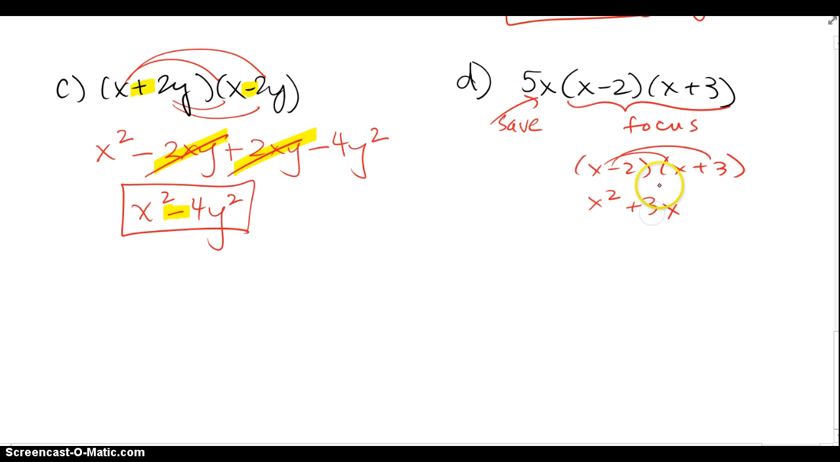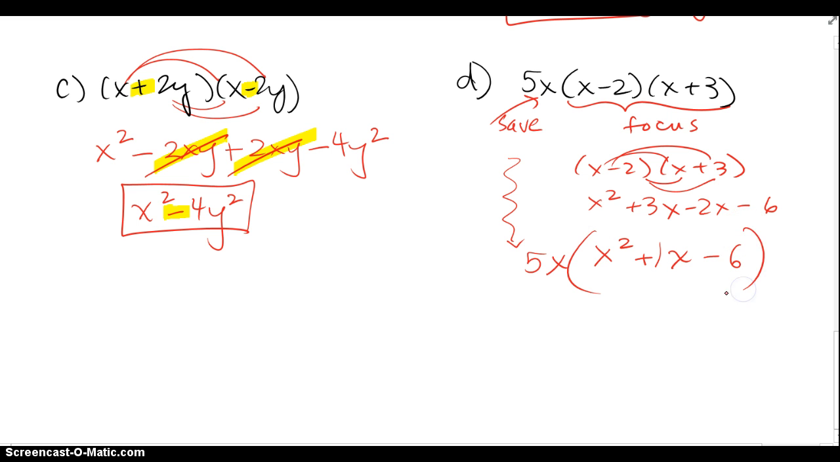I get x squared plus 3x, more distribution, minus 2x minus 6. Combine like terms, that's x squared plus 1x minus 6. So these two binomials gave me this trinomial. Remember this guy I had saved, I have to bring it down now and drop it right in the front of the trinomial. Now I have a monomial times a trinomial, so all I got to do is distribute this guy in. That's 5x cubed plus 5 times 1 is 5, x squared minus 30x.